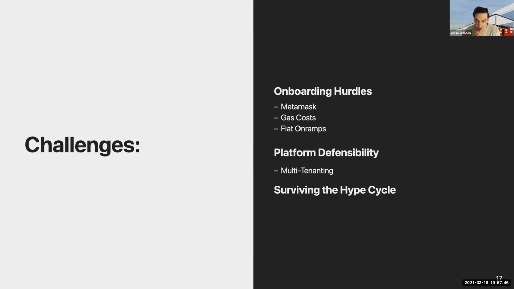It's really janky. And so just getting people through the onboarding hurdle of getting a wallet, figuring out how to get some ETH and pay for the gas costs of transacting on these networks, go from fiat to crypto. These are all big accessibility problems that are getting solved, but are a bottleneck for wider adoption today.